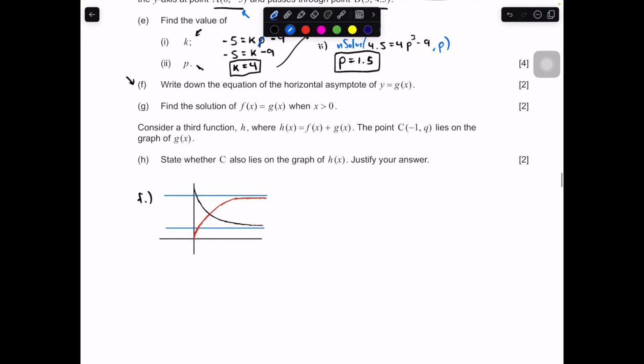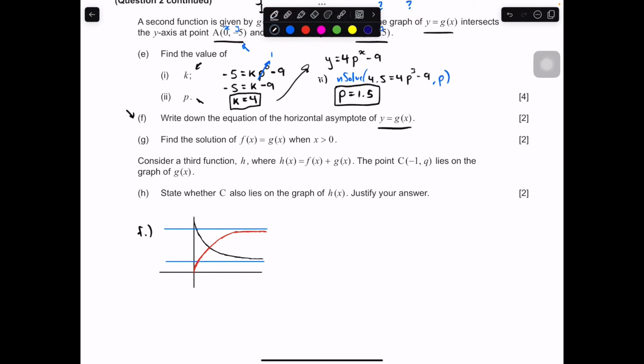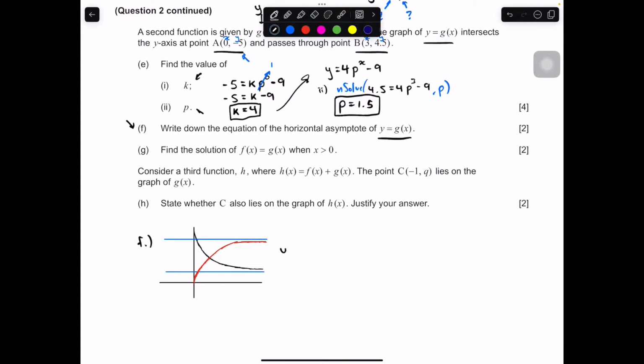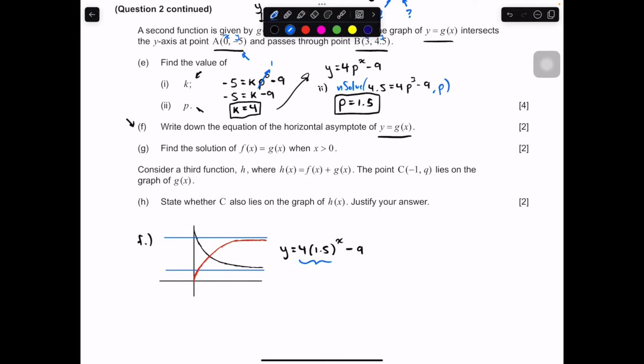In this case, what is the horizontal asymptote of this function y is equal to g of x? What is the line that we approach and never reach? So here's our function. Y is equal to 4 times p to the x minus 9. Oh, sorry, we know p. So 4 times 1.5 raised to the power of x, minus 9. Remember, order of operations. Don't be tempted to multiply 4 and 1.5 together and just write it as 6 to the x. That would not be correct. Order of operations, it's 1.5 raised to the power of x, then multiplied by 4, and then you take away 9. So don't simplify anything, just leave it as it is. That's our function. Okay. Horizontal asymptote.